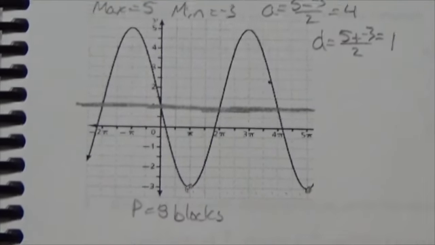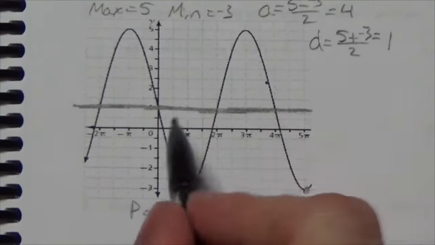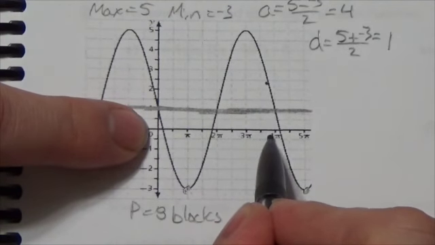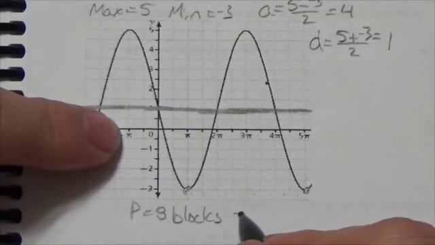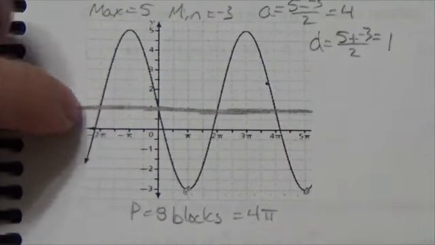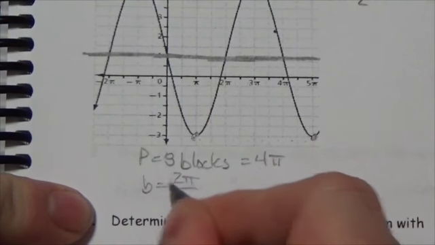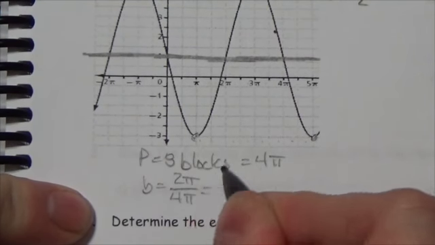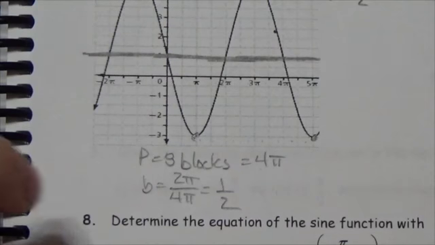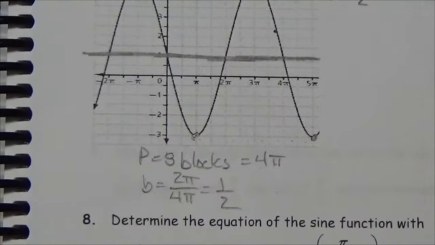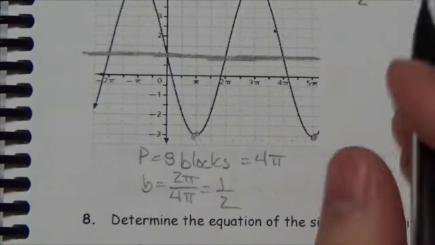Now let's look at the scale here and see what that means. 1, 2, 3, 4, 5, 6, 7, 8. Okay, 4 pi. So my period here is 4 pi. And now I'm going to figure out what b is. Because b is going to be 2 pi divided by my period, which is 4 pi. And so I'm going to get that b is equal to 1/2.